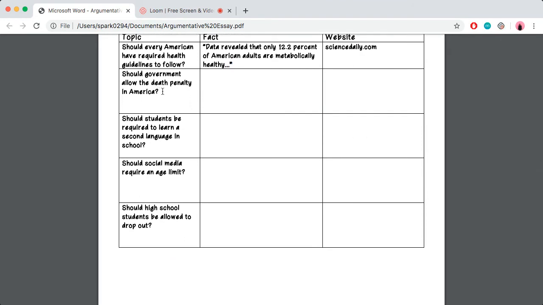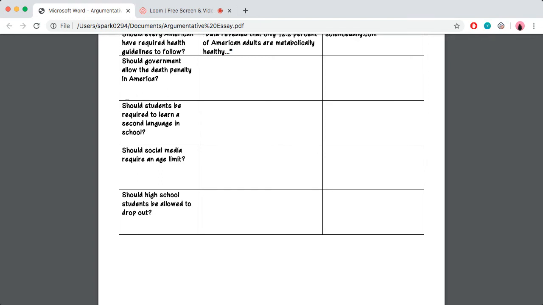Should government allow the death penalty in America? Well, what are the facts? Should the government allow the death penalty in America? Is the death penalty effective in decreasing the amount of criminals we have? Let's move forward. Should students be required to learn a second language in school? Well, maybe you'll look up how many Americans actually speak a second language, or how important is learning a second language. Should that be a requirement?